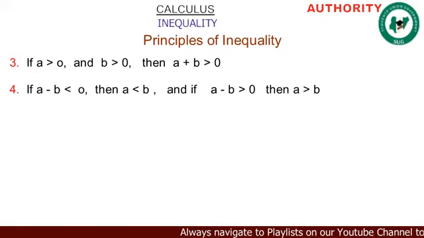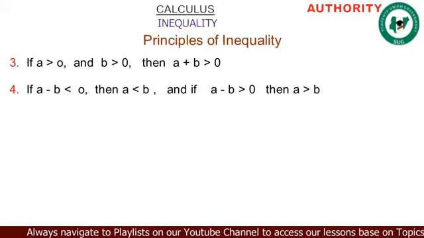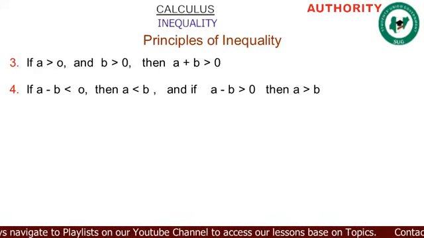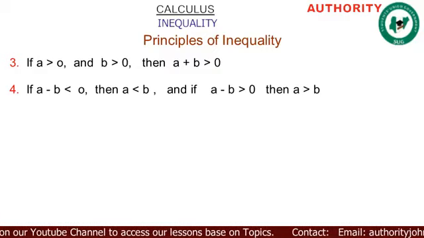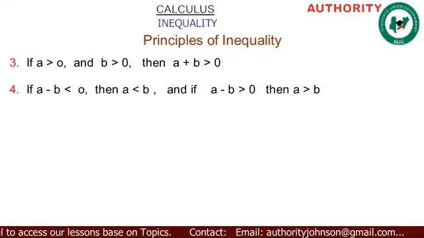You say that you have two numbers, A and B. Then when you say that A minus B, if it is less than 0, that means that A is less than B. But if it is greater than 0, that means that A is greater than B.